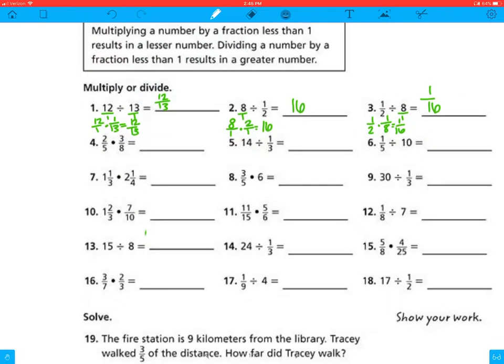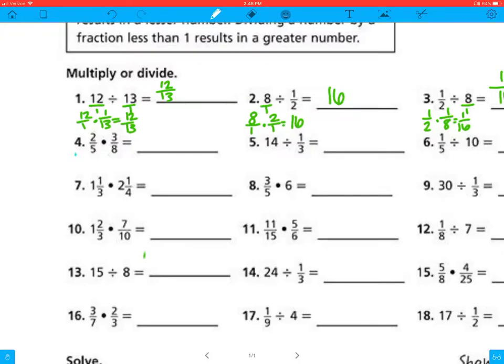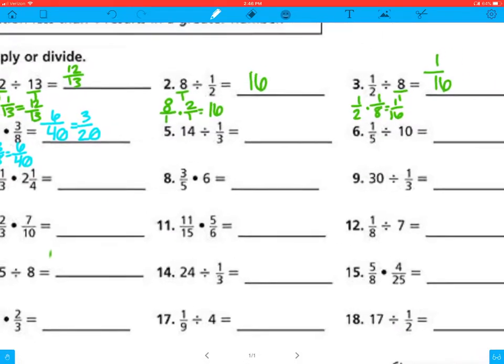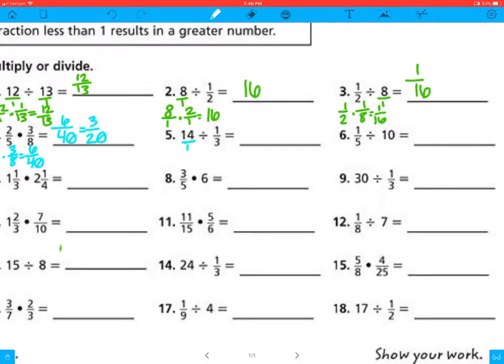Now for my next row, because I'm going to go for a lot of colors here, 2/5 multiplied by 3/8, I multiply straight across and I get 6/40, which I can simplify down because 2 goes into both of them. 2 goes into 6 3 times, and 2 goes into 40 20 times, so it's 3/20.